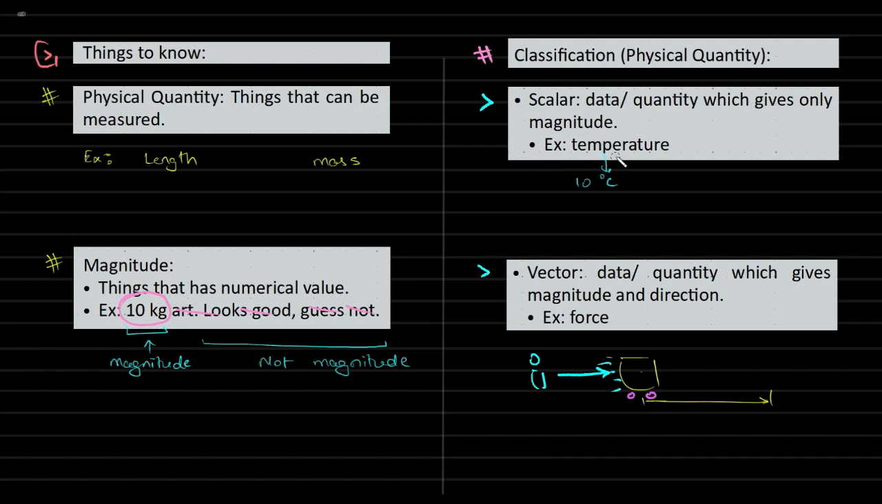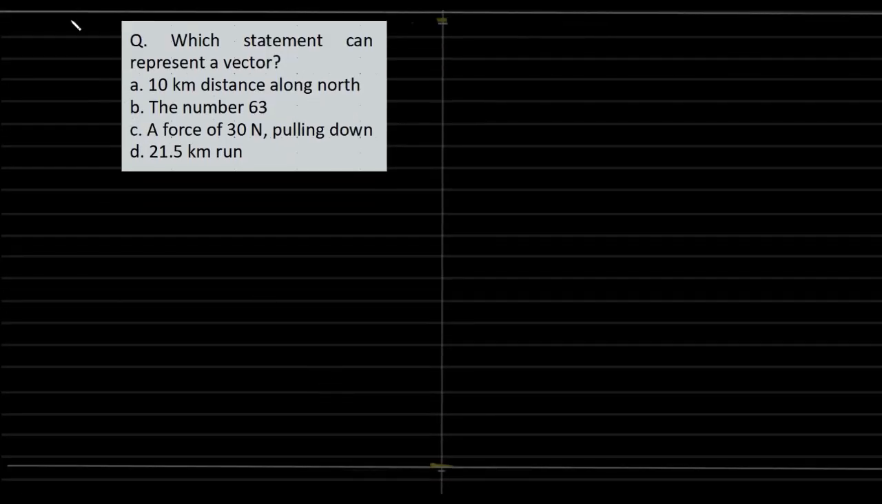While over here temperature, it's only with magnitude. We can't talk about direction over here. 10 degrees Celsius and that's it. There's no to the right or left or all that. So quantities which have only magnitude are scalar quantities. Quantities which have both magnitude and direction are vector quantities. So let's do a few questions which will help us understand this topic.